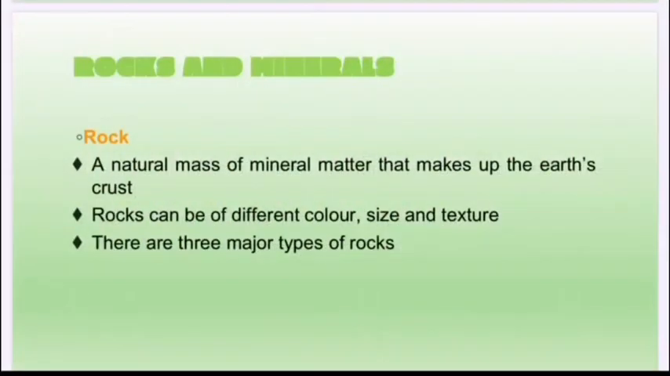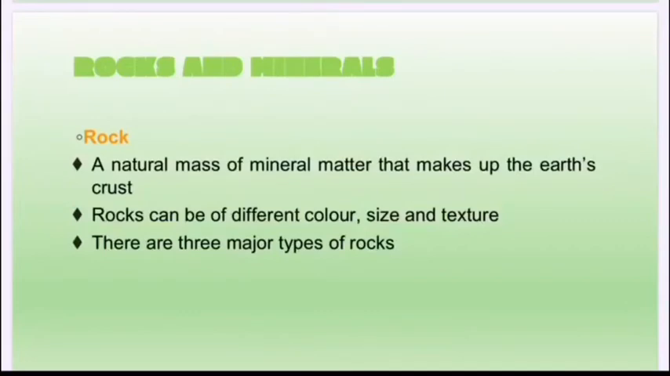Rocks and minerals. Already we discussed in chapter 1 the natural things and man-made things. Here the rocks and minerals are natural things. So a rock is a natural mass. Mass means weight. What are the weight and hardness of the rocks? They define it as a natural mass of mineral matter that makes up the earth's crust.